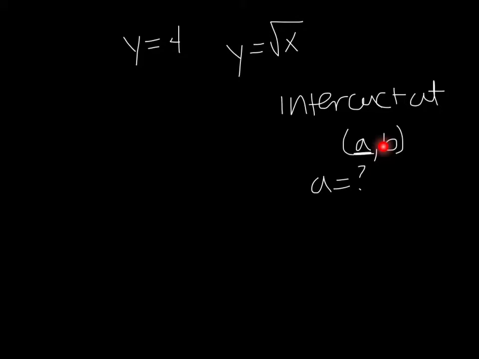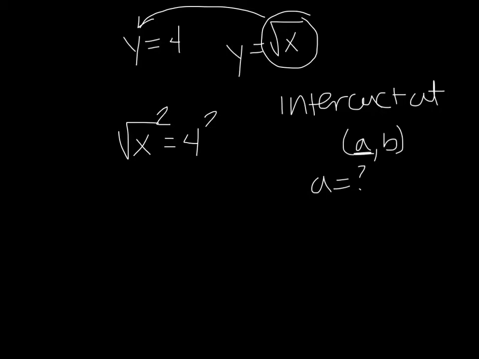So now we have to figure out the x value, and if you think back to our substitution elimination, we can just take what y equals and plug it in for y. So now I have the square root of x equals 4, and now all I have to do is get rid of the square root, and x equals 16. And so the x value, which is a, is 16, so a equals 16.